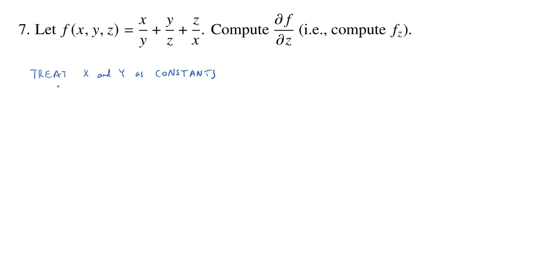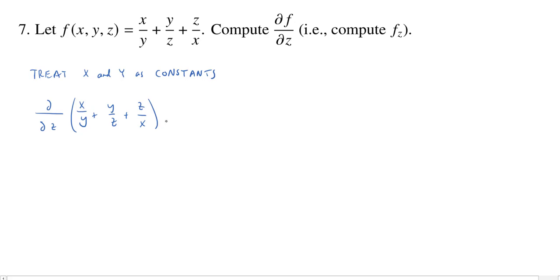So if I'm going to take the partial derivative with respect to z of x over y plus y over z plus z over x, well, the first thing with any derivative, we know it's an additive function. So we can break this up as a partial with respect to z of x over y, plus a partial with respect to z of y over z, plus a partial with respect to z of z over x.